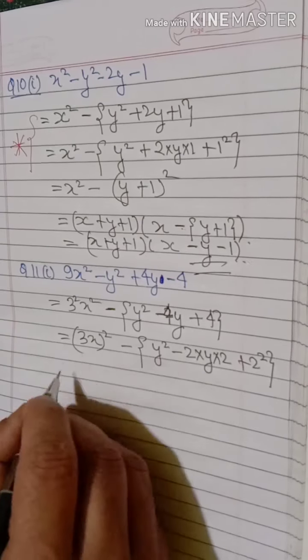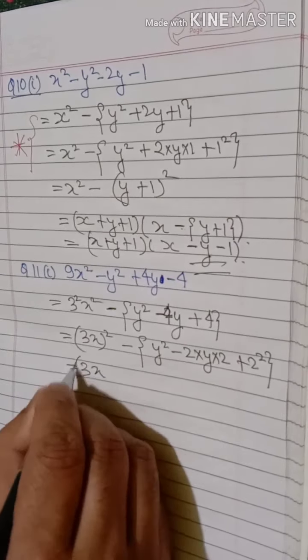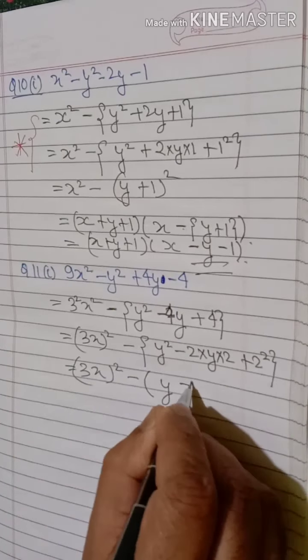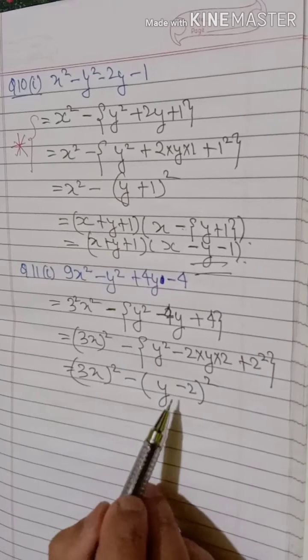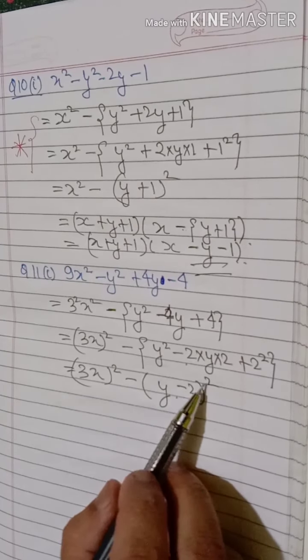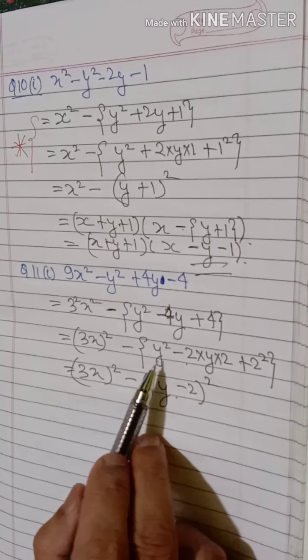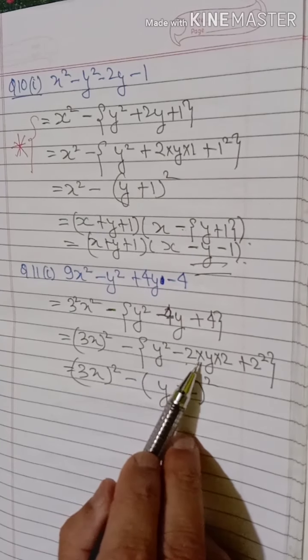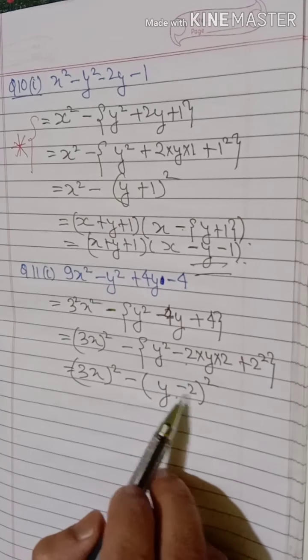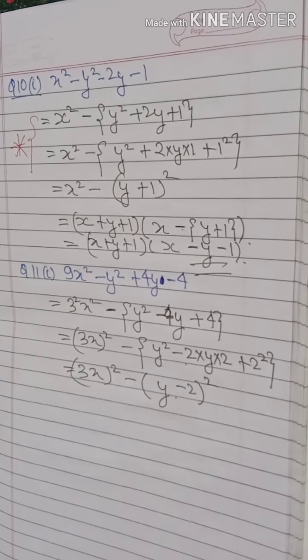Okay, so let us write it down. So this is 3x whole square minus y minus 2 whole square. If I expand this, I will get back the same thing. That means y minus 2 whole square, if I expand, I'll get back the same thing. This is in the form of a square minus 2ab plus b square, so a minus b whole square.